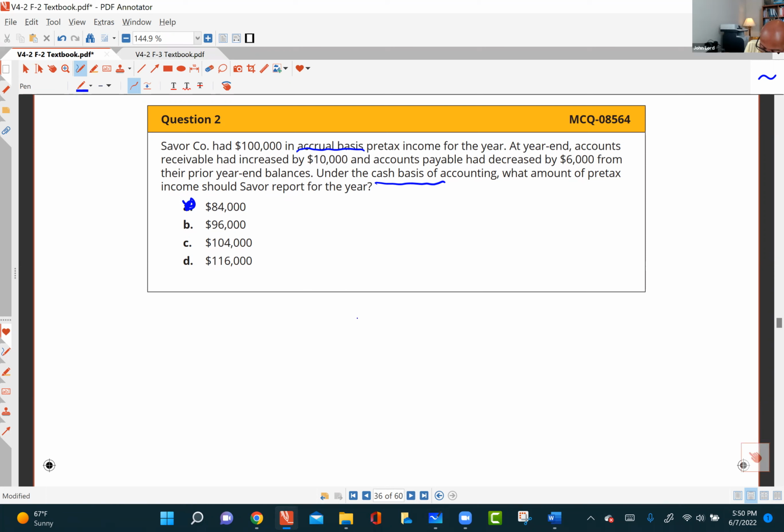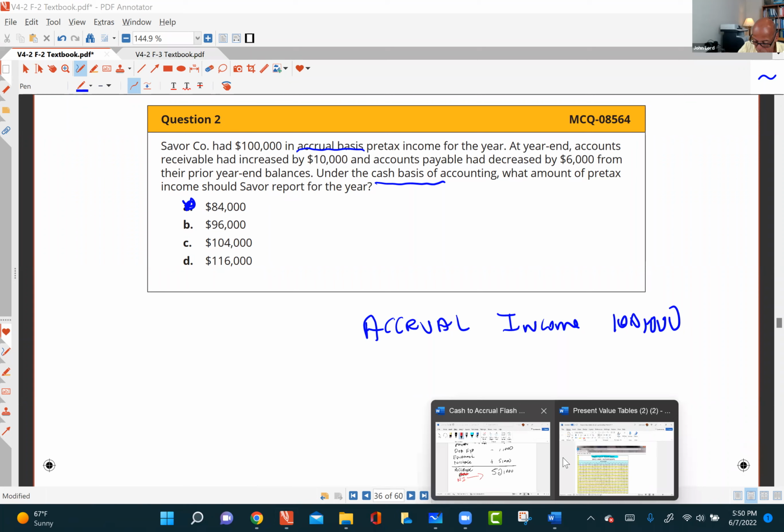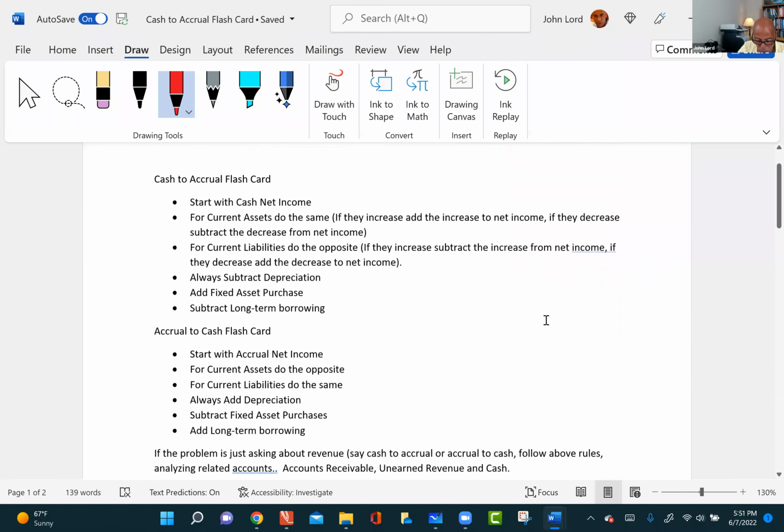So they gave me the accrual net income. And so we're supposed to start with the accrual income of 100,000. Let's peek back at the flashcard one more time to make sure it's telling us what we're supposed to do here. Accrual to cash, start with net income. For current assets, do the opposite. For liabilities, do the same. Always add depreciation, subtract fixed asset purchases, and add long-term borrowing to go from accrual to cash, which is what we're doing in this question. In other words, reverse what you would have done if you're going from cash to accrual. You see how it's kind of hard to hold all that in your head, but that's your job. You're going to have to get used to that and practice with that, just like it's hard to do certain dances sometimes, right?